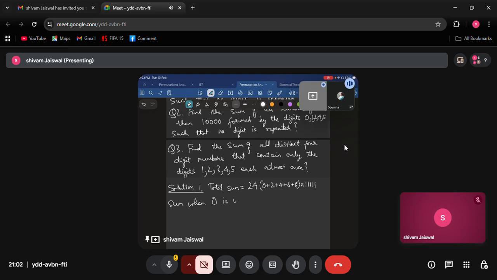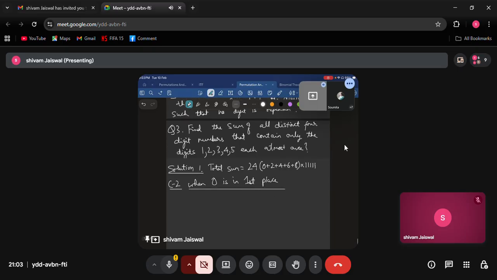When zero is in the first place, case two, this is case one. When zero is in the first place, then what will happen? You fix zero in the first place. Now each digit will appear in each place. How many times? Tell me. Each digit will appear in each place how many times?